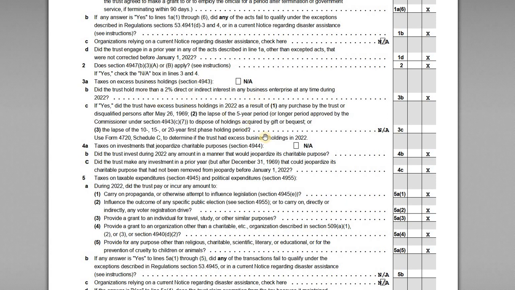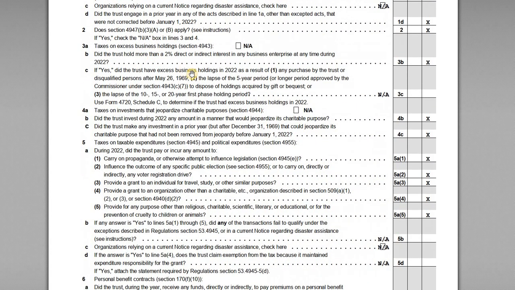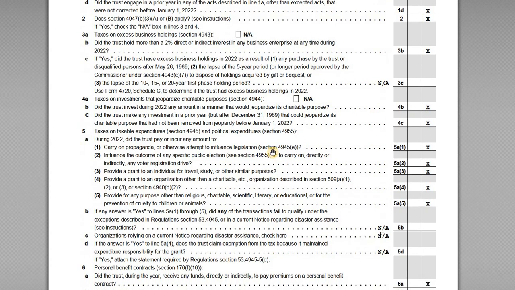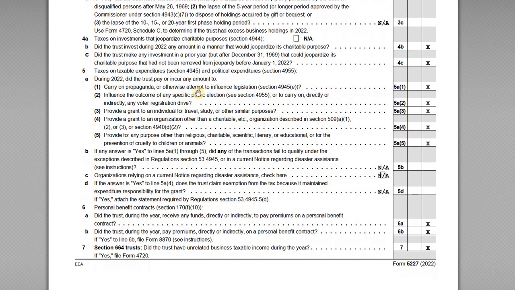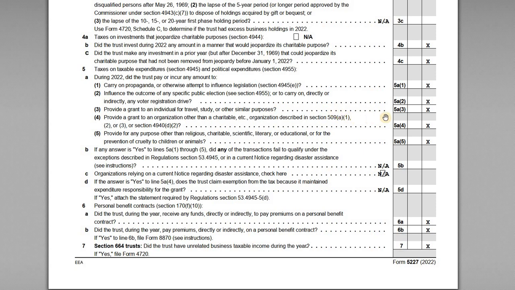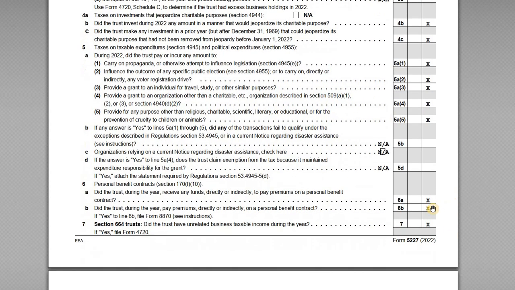Big things to look out for: excess business holdings, right? A lot of private foundations and trusts will get in trouble there because they contribute closely held stock or things like that. No investments that jeopardize charitable purpose, right? Those are all okay. And so again, continue to just go on down the list. Make sure you don't have any issues.